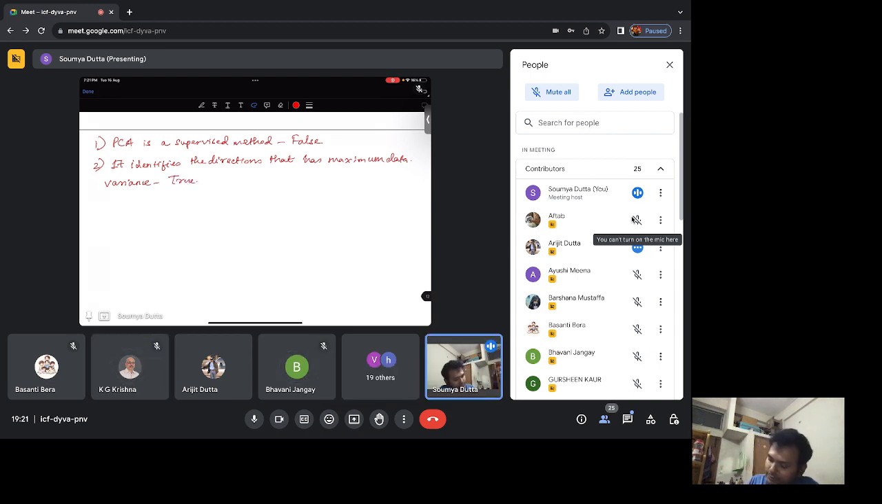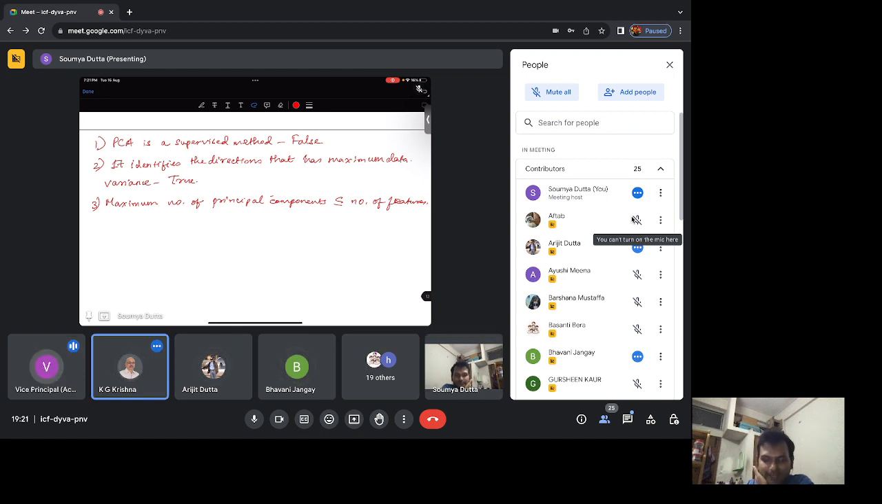Okay, so the third point is the maximum number of principal components is less than or equal to the number of features. Is it true? Yeah, certainly. Yes, C minus 1. No, C minus 1 was about LDA. PCA has no such C minus 1 thing.